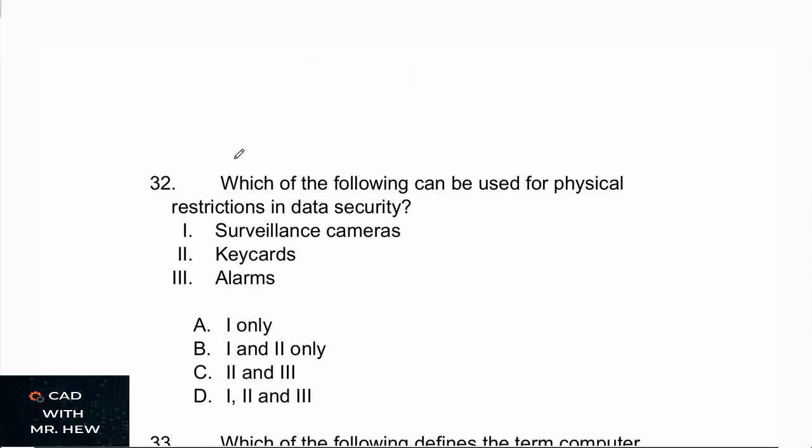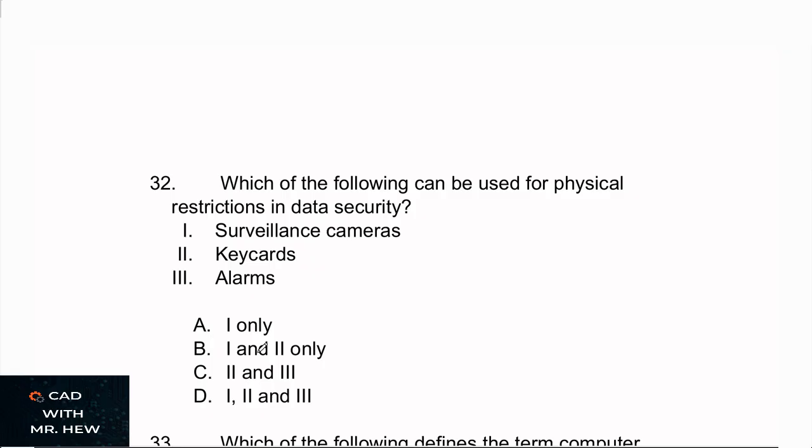Question 32. Which of the following can be used for physical restrictions in data security? Roman numeral 1, surveillance cameras. 2, smart cards. 3, alarms. All right, so here are the options. A, 1 only.